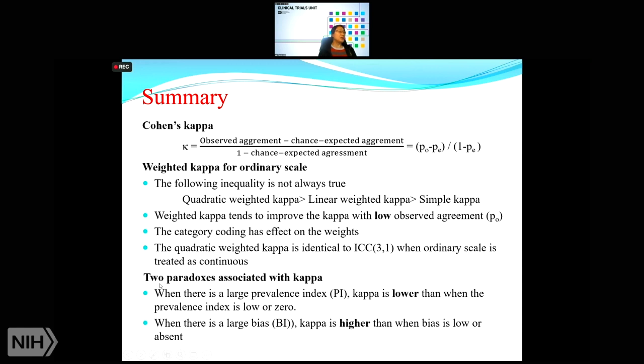We also introduced the two paradoxes associated with kappa. When there is a large prevalence index, kappa is lower than when the prevalence index is low or zero. And when there is large bias, kappa is higher than when bias is low or absent.